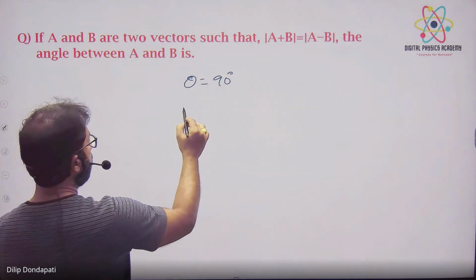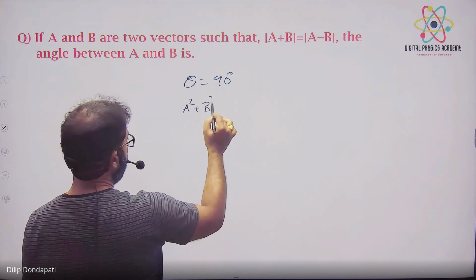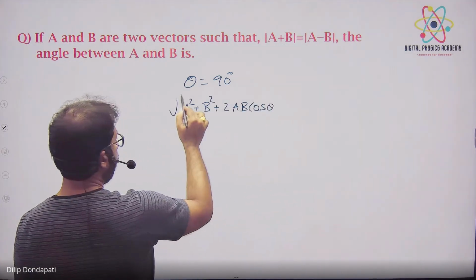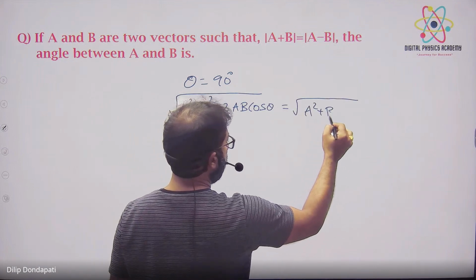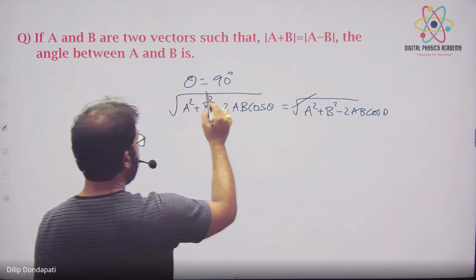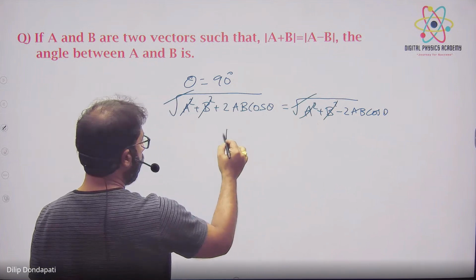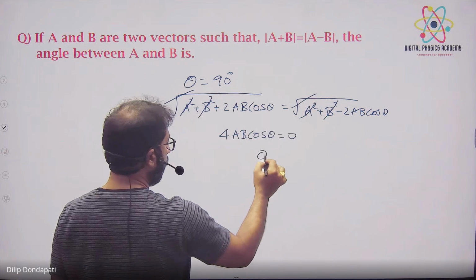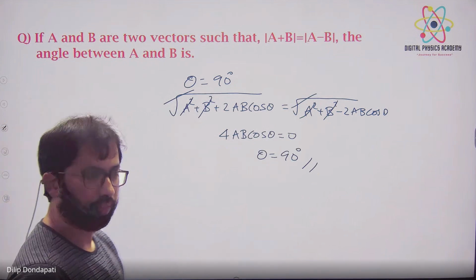So for magnitude of r, now you can apply under root a square plus b square plus 2ab cos theta is equal to under root a square plus b square minus 2ab cos theta. So the root cancels, a square cancels, b square cancels. So 4ab cos theta is equal to 0, theta is equal to 90 degrees. Understood? Okay, next one.